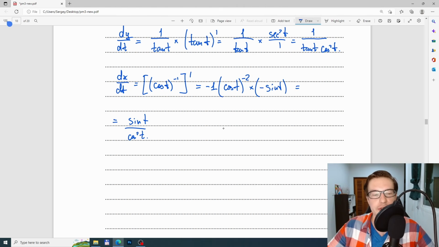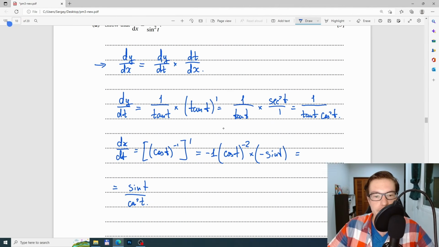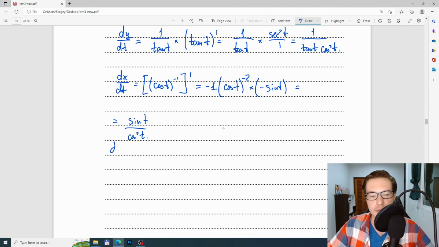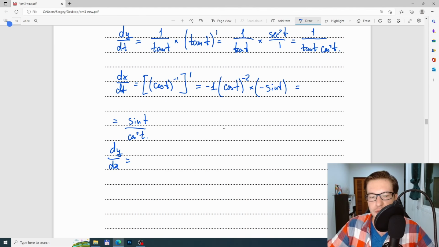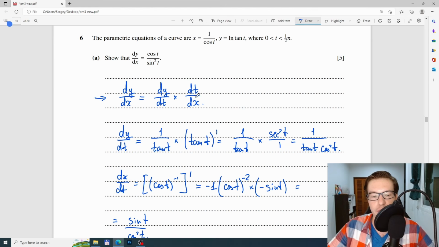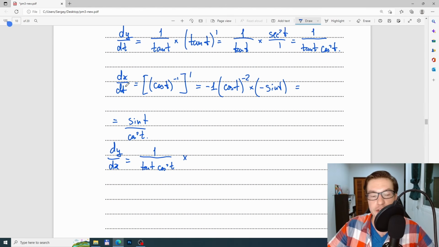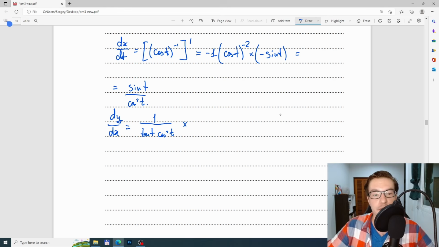Okay, and now it's time to substitute all of that into dy over dx. So dy over dx equals dy over dt, which is 1 over tangent t times 1 over cosine squared t, then multiplied by dt over dx, and we've got the expression for dx over dt. So what I'm going to do is flip this fraction over, and I get cosine squared t over sine t.